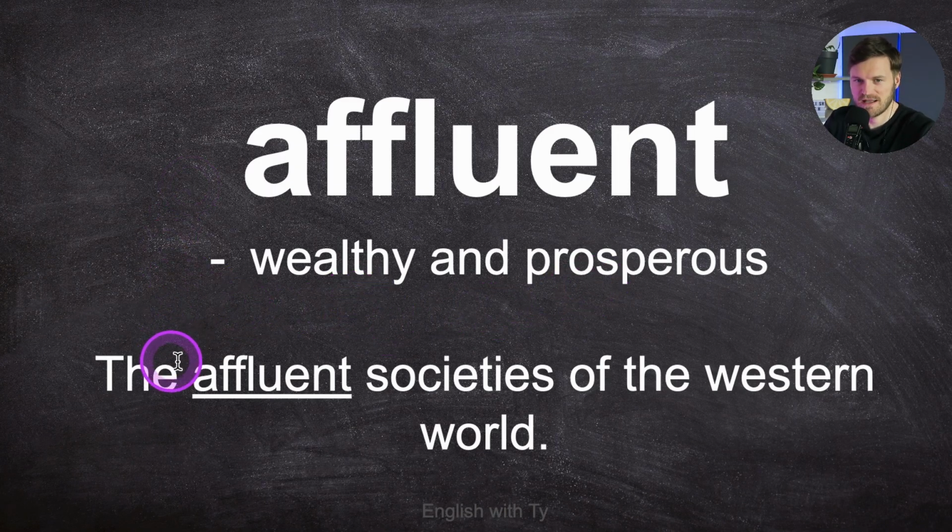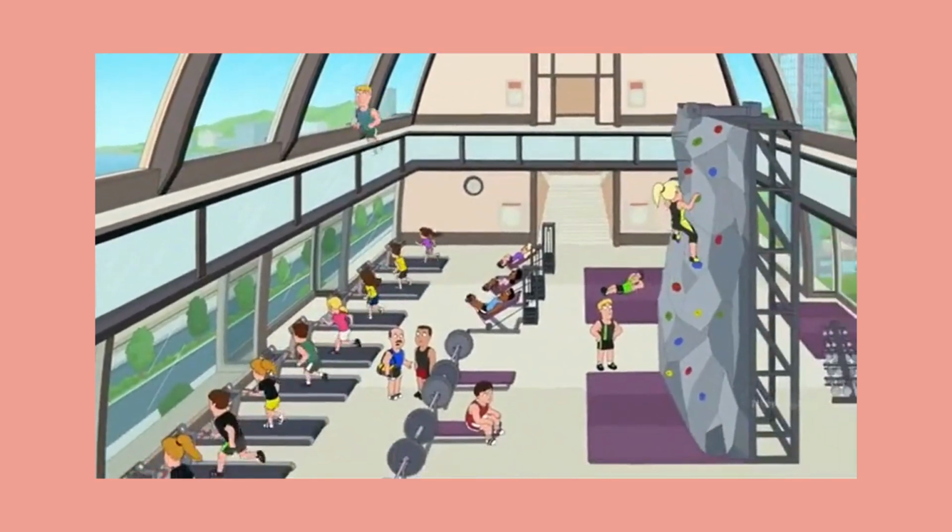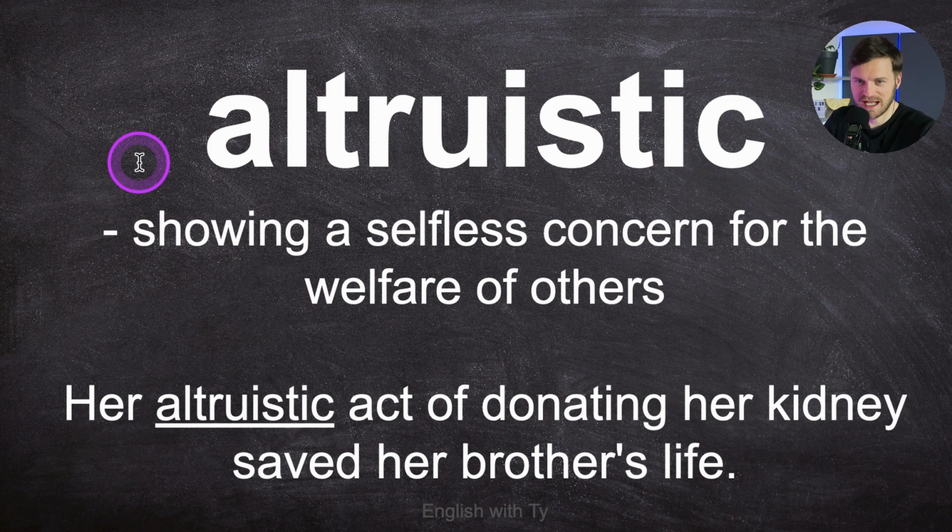Here's an example phrase, the affluent societies of the Western world. So basically the wealthy and prosperous societies of the Western world. And here's a second example for you with the adjective affluent. Catering exclusively to the affluent. The following word I want to talk about is altruistic. Altruistic is spelled A-L-T-R-U-I-S-T-I-C, altruistic. And that means showing a selfless concern for the welfare of others, as you can see right here.